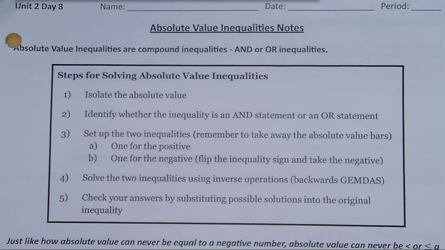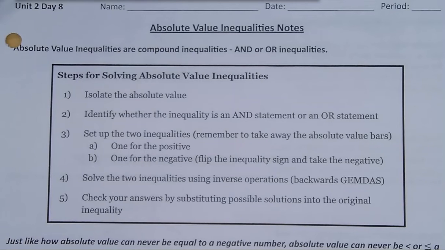So where we used to split into two directions before, this time when we split, we're going to keep everything the same and just get rid of our absolute value bars for the first inequality statement. But for the second one, we're not only going to get rid of our absolute value bars, but we're also going to change the direction of our sign and then make the whole other side of the statement negative. So I'll walk through and show you what I mean.